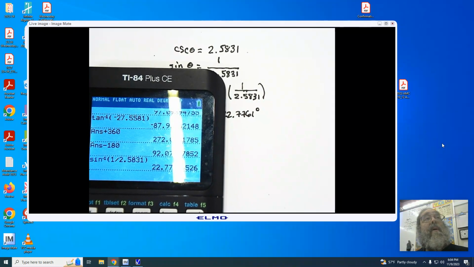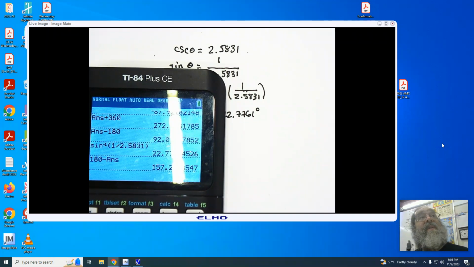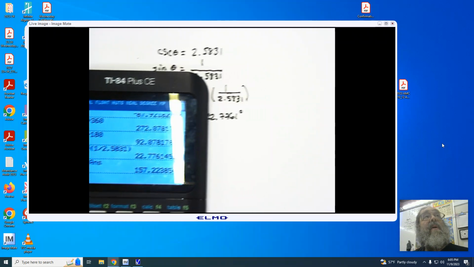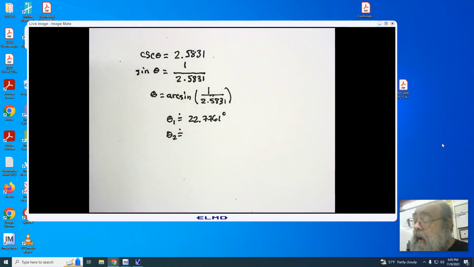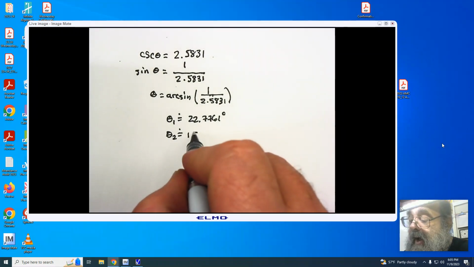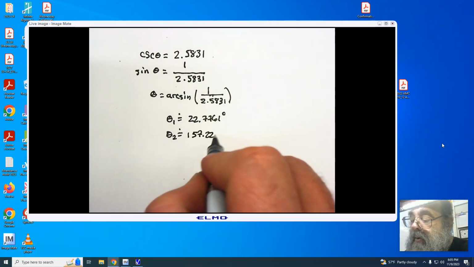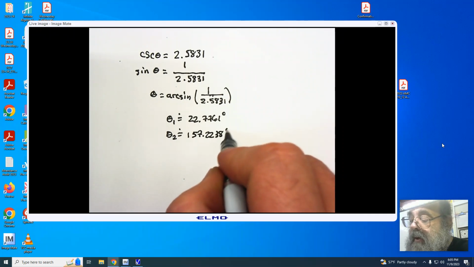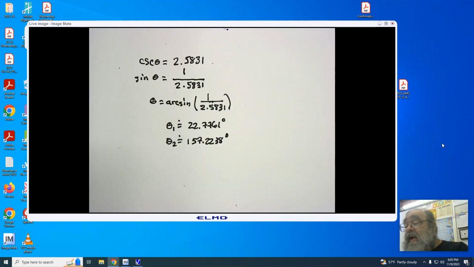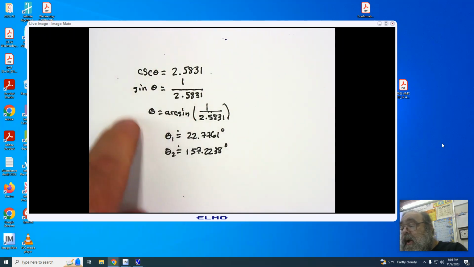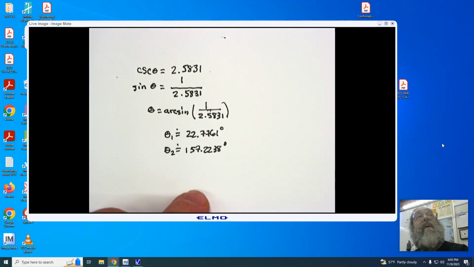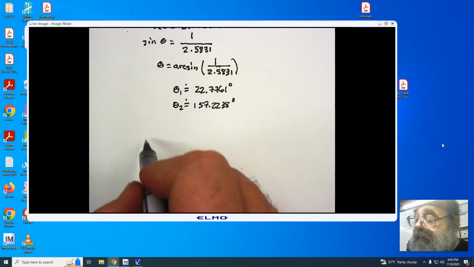To find theta 2 in the second quadrant, we're going to have to take 180 degrees and subtract this angle. So I'm going to do 180 minus the previous answer and hit enter. This is now my second answer in the second quadrant for this function. And I now get 157.2238 degrees. So I changed it into its reciprocal function, took the reciprocal of the ratio, and then followed my process. Let's take a look at a secant.